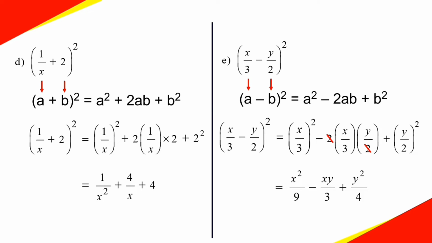Next, what are the terms left over in the middle? Right, that is x and y in the numerator. So what can we get? Minus xy by 3, plus y square, in the sense (y/2) whole square, what can we get? y square by 2 square means 4. What equation can we get? x square by 9 minus xy by 3 plus y square by 4.